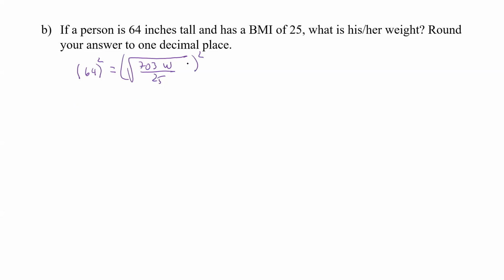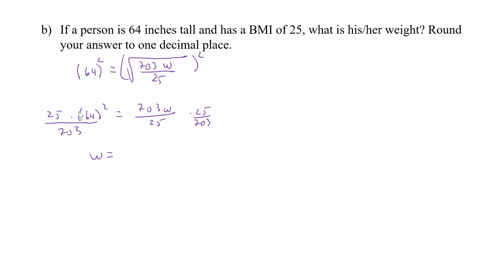So what we need to do is get rid of this on the right. We have 703W divided by 25, and on the other side we have 64 squared. So I'm just going to leave that as that. Then I'm going to multiply by 25 over 703 on both sides, because then it will cancel and I'll get W. And so W is equal to this here.